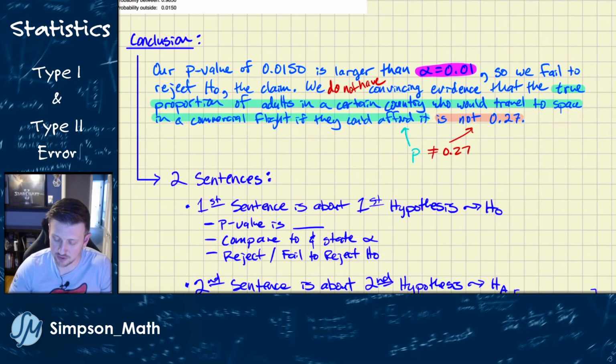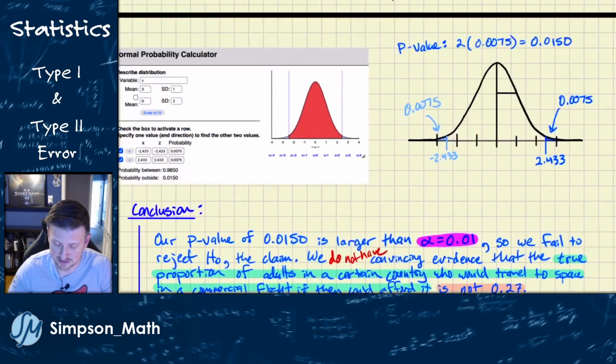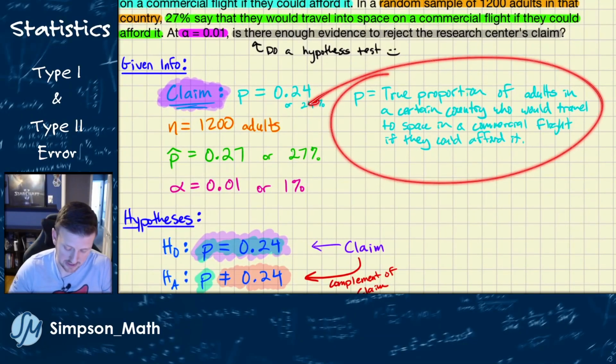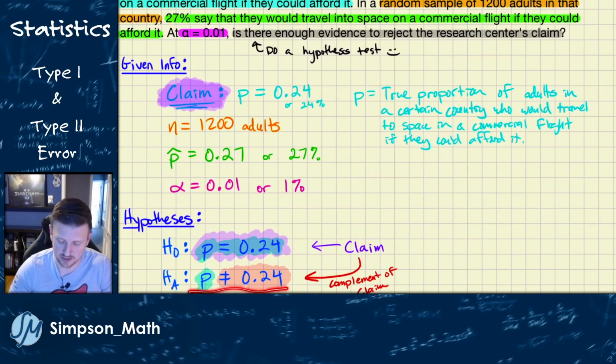So instead of just saying we do not have convincing evidence that, and me just writing HA, we need context somewhere in these two sentences, so it's best to put it here. So we do not have convincing evidence of my alternative hypothesis, but notice I'm putting it in context. All this in blue is just a regurgitation of what I said earlier, that p is not 0.27, which is this information up here. Here's my p, and it's p is not equal to 0.27, my alternative hypothesis.